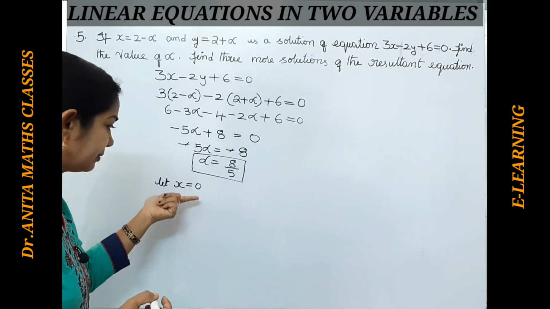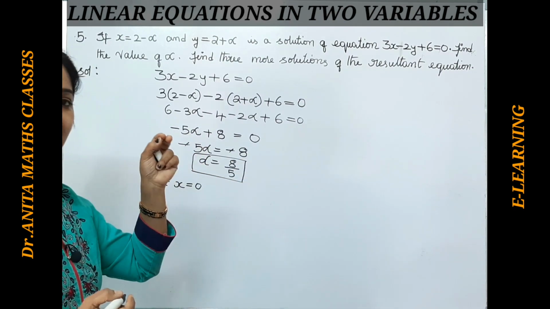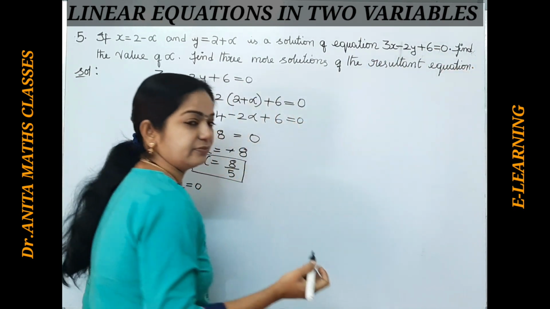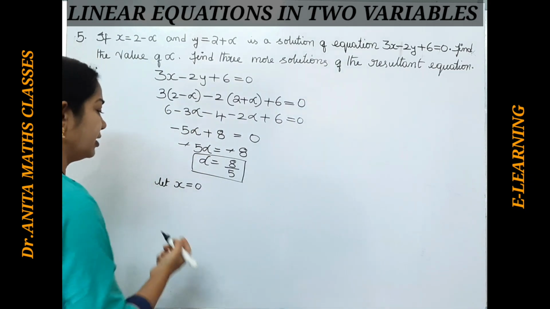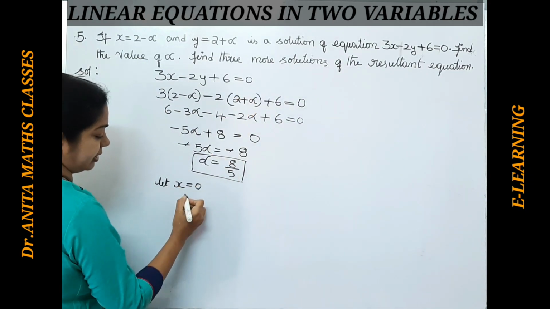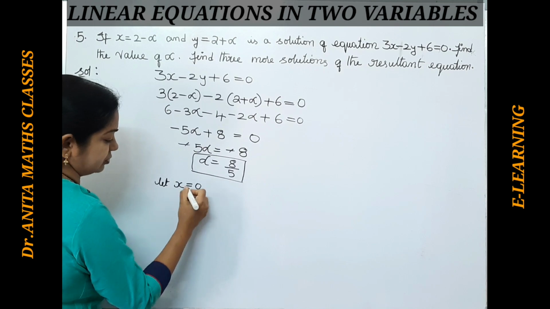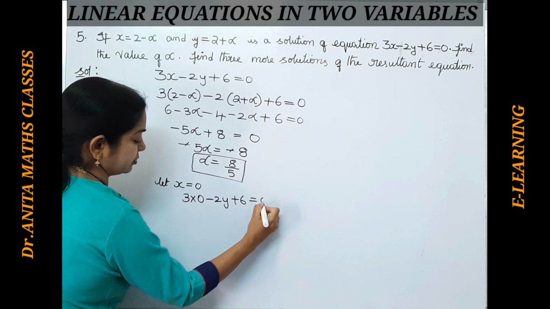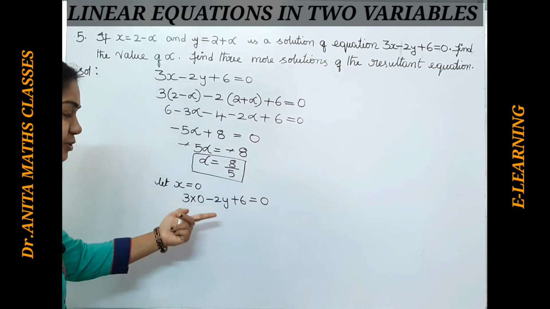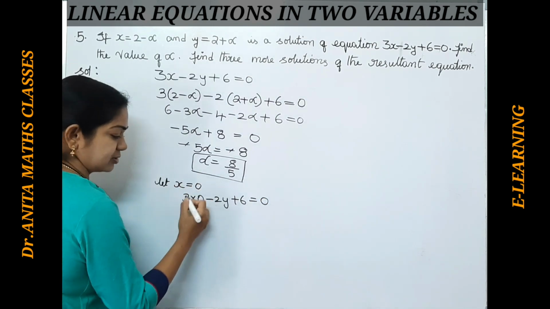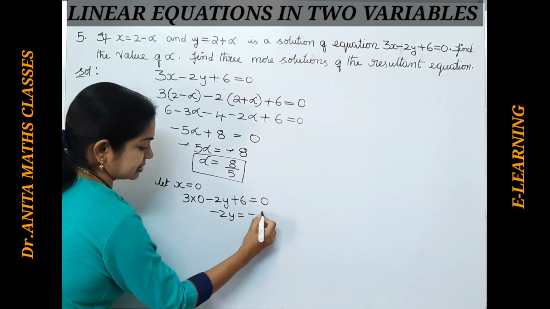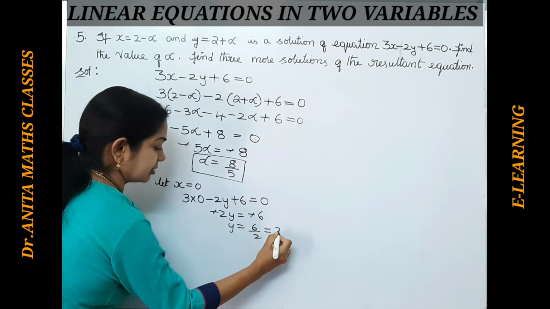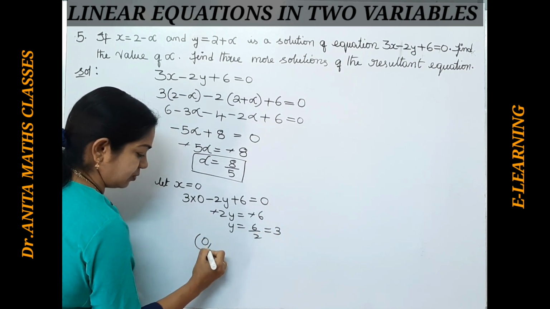Why am I telling like that? Because if you take simpler low values, then you can easily find out the value of the other variable. Okay, now I am taking x as 0 so that I can get y. 3 into 0 minus 2 into y plus 6 equal to 0. So that is given. I have substituted the x value in the equation. So this comes to 0, minus 2y equal to minus 6. Both sides minus, I can cancel. y is equal to 6 by 2, that is 3. So when x is 0, y value is 3.